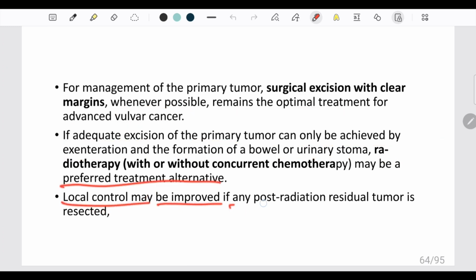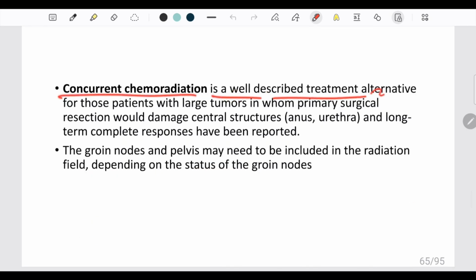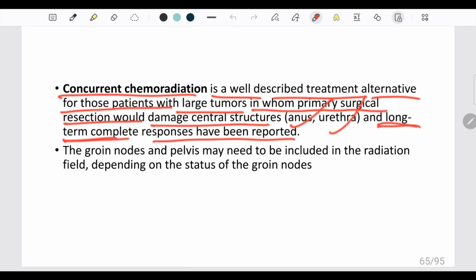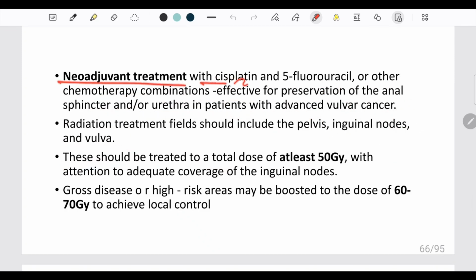Local control may be improved if any post-radiation residual tumor is resected. Concurrent chemoradiation is a well-described treatment alternative for those patients with large tumors in whom primary surgical resection would damage central structures like the anus and urethra, and long-term complete responses have been reported. The groin nodes and pelvis may need to be included in the radiation field depending on the status of the groin nodes. Neoadjuvant treatment with cisplatin and 5-fluorouracil or other chemotherapy combinations is effective for the preservation of the anal sphincter or urethra in patients with advanced carcinoma vulva. The radiation treatment field should include the pelvis, inguinal nodes and the vulva.